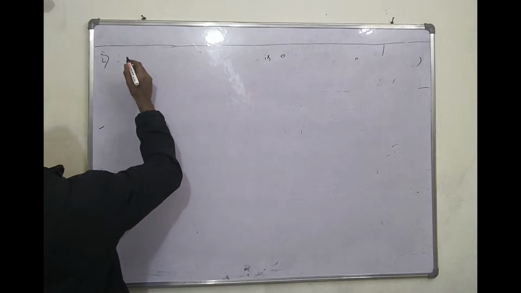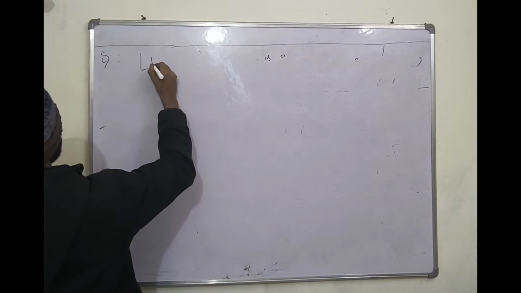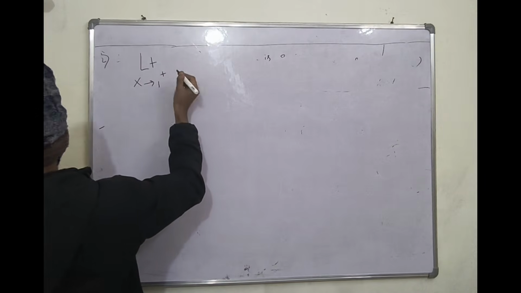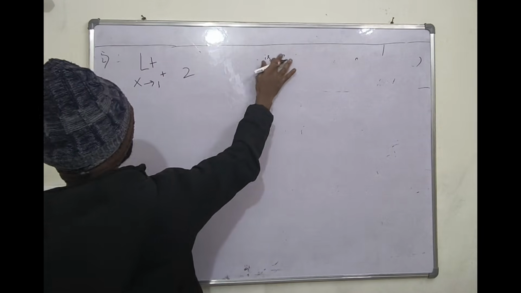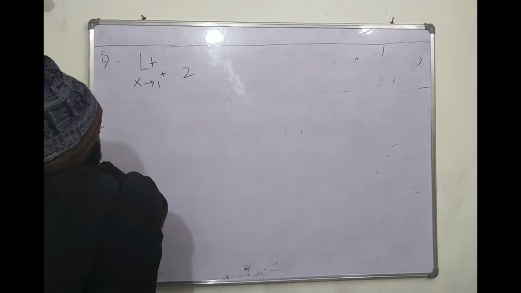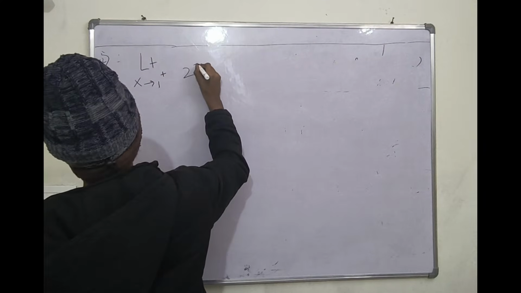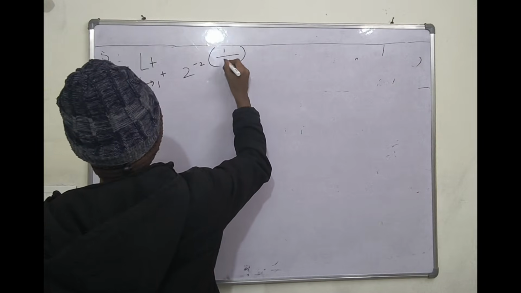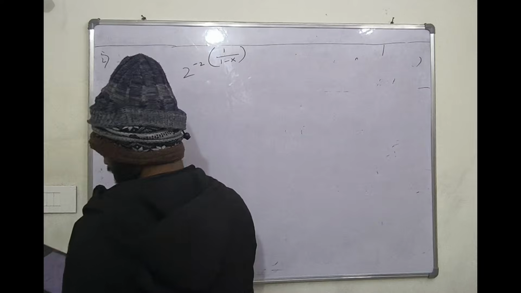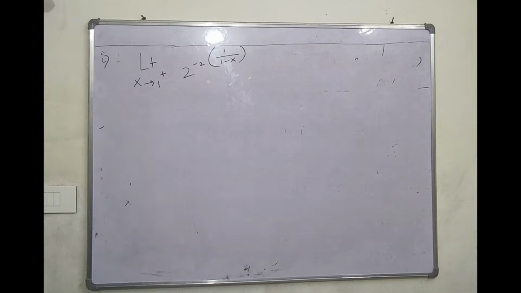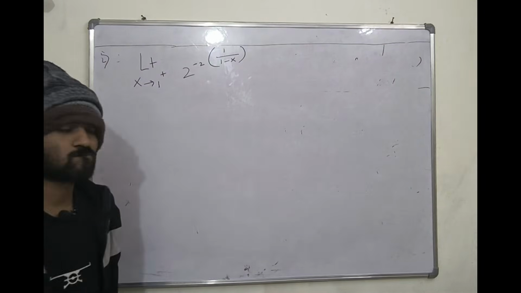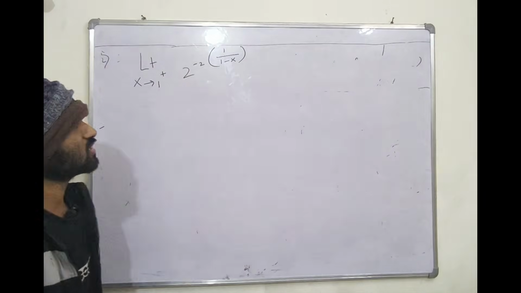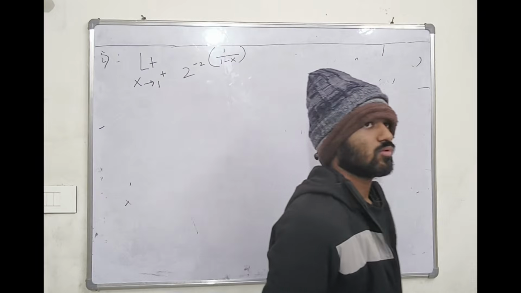Question number 2, limit x tends to 1 plus 2 power minus 2 whole power 1 by 1 minus x. Okay, this is our problem. They asked to find limit of x tends to 1 plus 2 power minus 2 power 1 by 1 minus x.